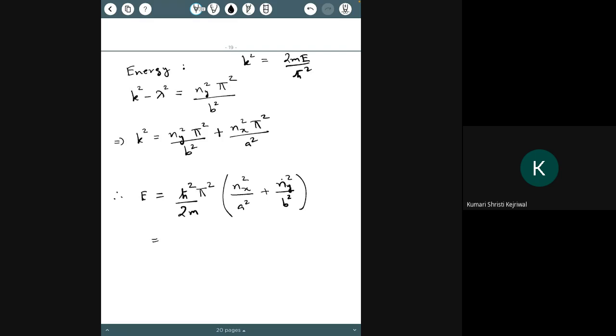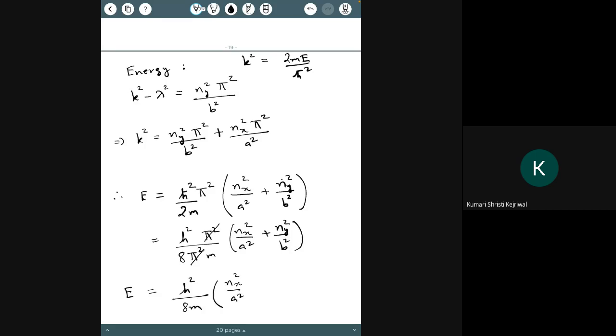So I can open out h cross square as h square by 2 pi. So I will get 4 pi square. So that's 8 pi square and pi square. And I can cancel pi square. So the final answer is E is equal to h square by 8m, nx square by a square plus ny square by b square. Okay, so the energy expression is kind of analogous to the 1D case as well.